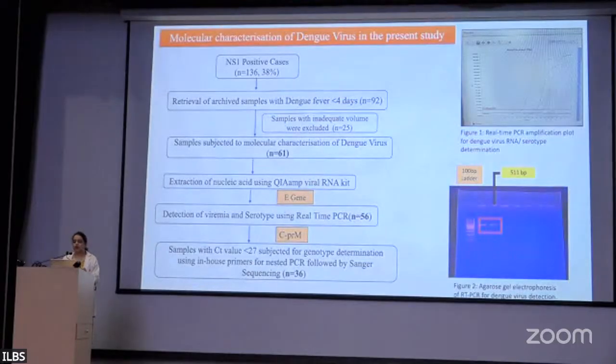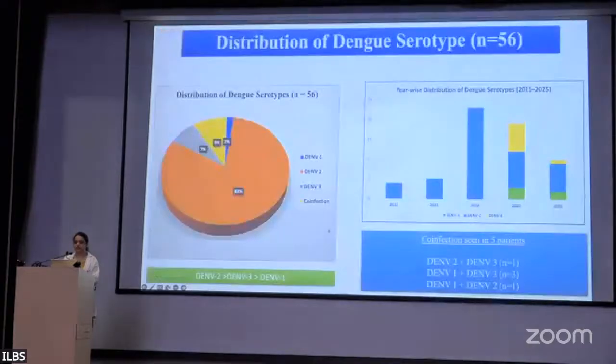On looking at the molecular characterization of the virus in our study, we took out all the cases positive for NS1 antigen with a fever duration of less than 4 days. Among these, we took out 61 samples on which molecular characterization was done. Nucleic acid extraction was done using the manual extraction kit based on the spin column technique, and then targeting the E gene, we performed the real-time PCR to detect the viremia and serotypes. All the samples with CT value less than 27 were subjected to genotype determination using in-house primers targeting the CprM region for nested PCR, followed by Sanger sequencing in 36 samples.